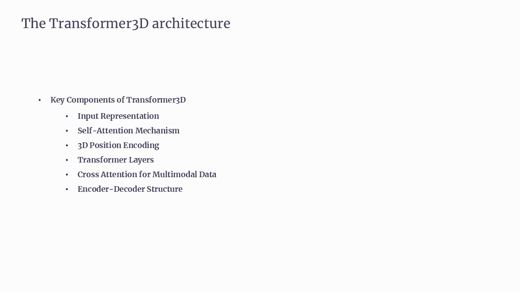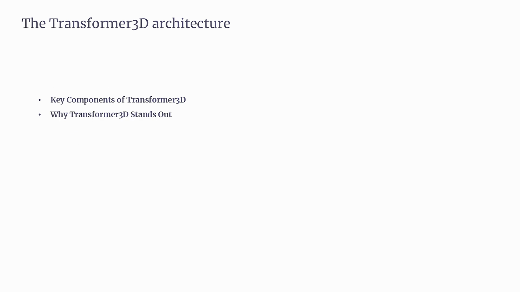6. Encoder-decoder structure. The encoder processes 3D input into high-level representations. The decoder is used in generative tasks, like reconstructing 3D objects, from these representations. 7. Output predictions. The final output depends on the task, ranging from class probabilities in classification tasks to 3D points or tensors in generative tasks.